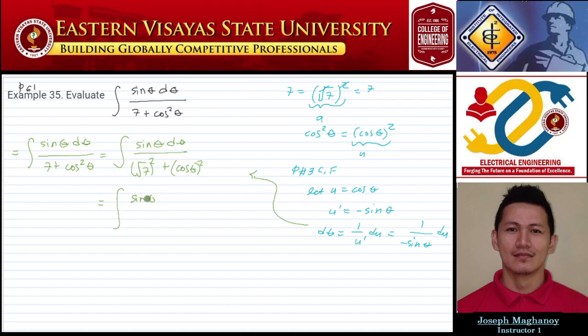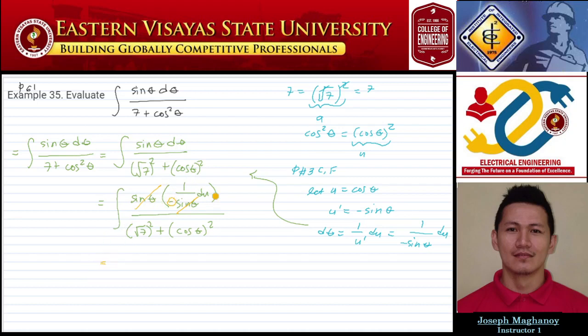Sine theta, so our d theta, we replace it with our correction factor, that is 1 over negative sine theta du all over square root of 7 squared plus cosine theta squared. So we do some cancellation. Cancel out sine theta, cancel out sine theta.